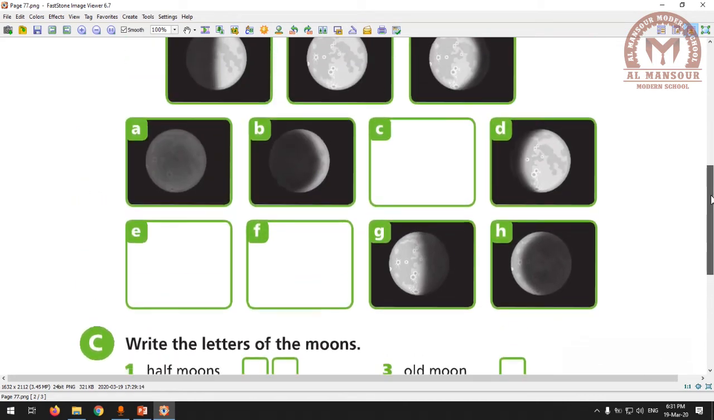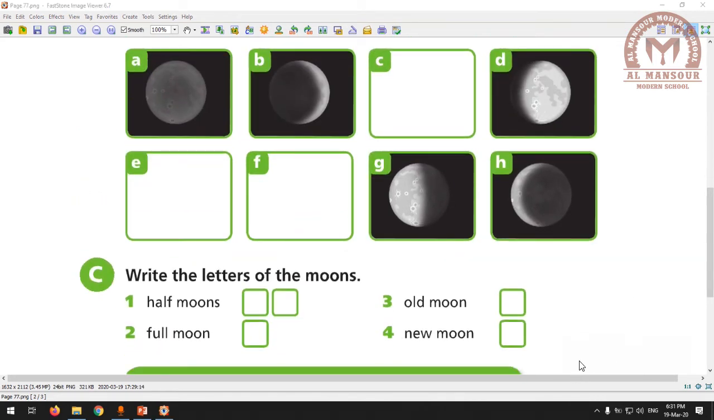Write the letters of the moon. If you remember the student book, I'm going to help you with one of these. Half a moon is C and G. If you matched it correctly, you're going to see half a moon in these two. Okay, let's move on to the second page.